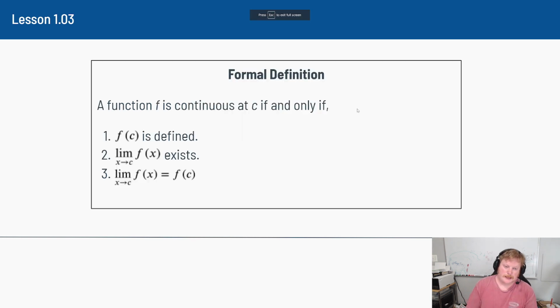So more formally, we say that a function f is continuous at c if and only if the following three things happen. f of c is defined. In other words, the function has to exist at c. Additionally, the limit of the function as x approaches c has to exist. And lastly, and most importantly, the value of the function and the limit of the function have to be the same.